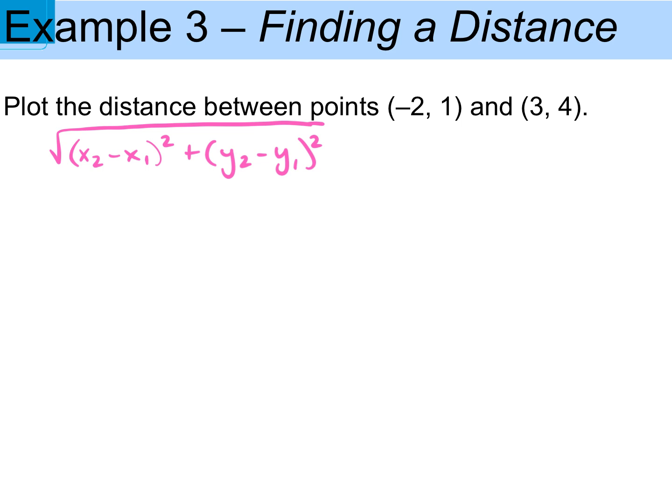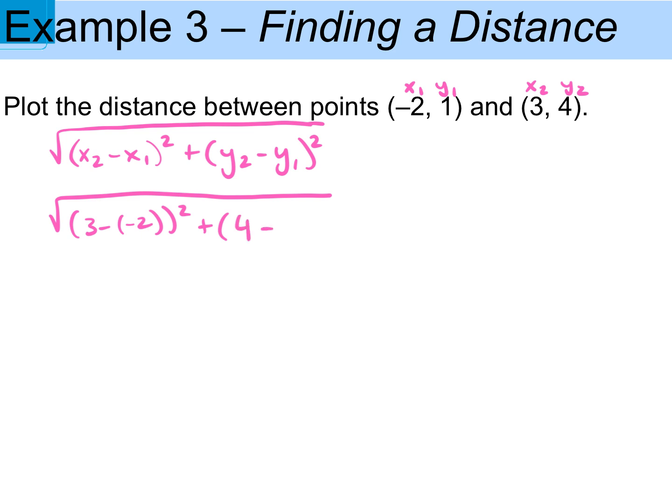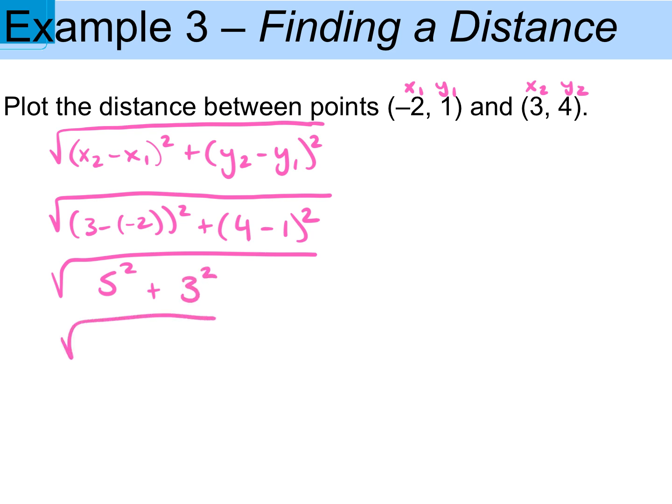I think it's always helpful to label the points before you plug them in. So my first point I'm going to call x1 and y1, second one x2 and y2. Then we can plug it into our distance formula. So we have 3 minus -2 squared plus 4 minus 1 squared. What's 3 minus -2? 5, so 5 squared plus 4 minus 1 is 3 squared. 5 squared, we have 25 plus 9. So this would be the square root of 34.